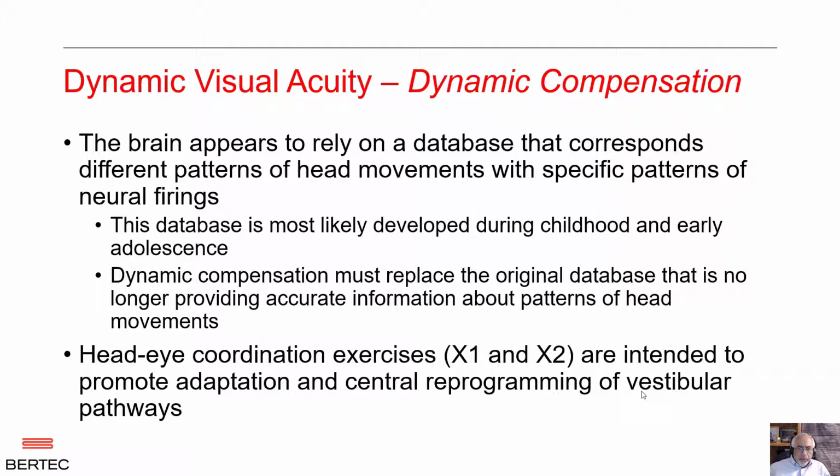The support for this hypothesis comes from the fact that the morphological development of the labyrinthine structures seems to be complete within a few weeks after birth, but the central vestibular pathways continue to mature for 10 to 15 years afterwards. After a vestibular loss, this database becomes essentially useless, and the process of dynamic compensation is to replace that database with a new one. Remember that the original database was formed at an age when all of the sensory and motor functions are at their peak.